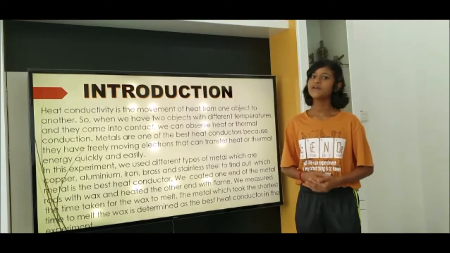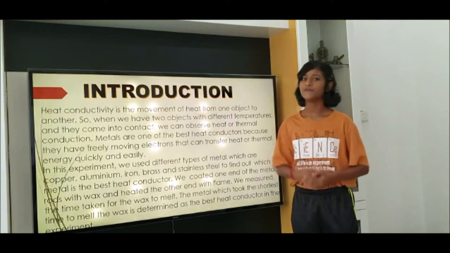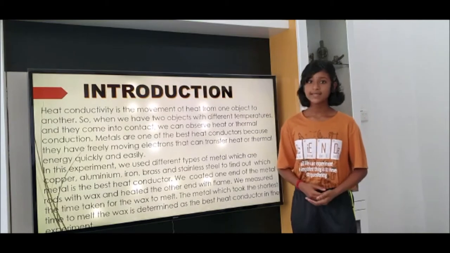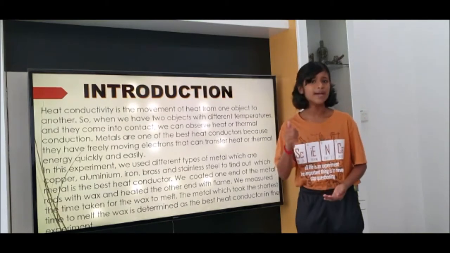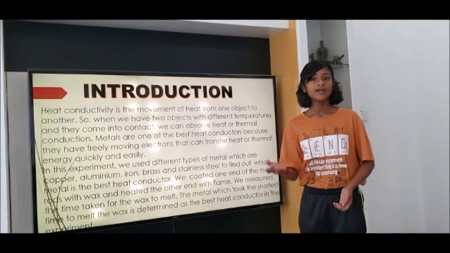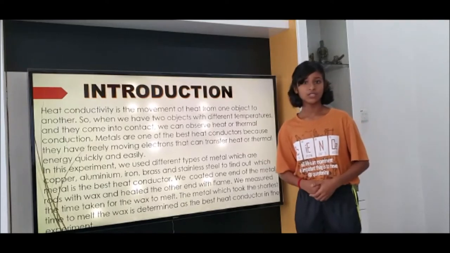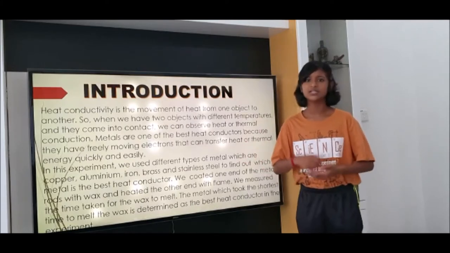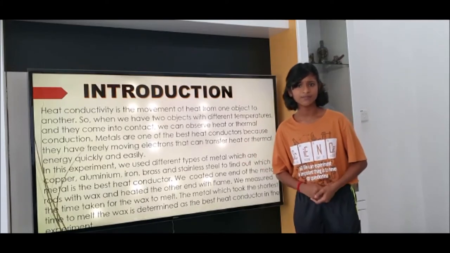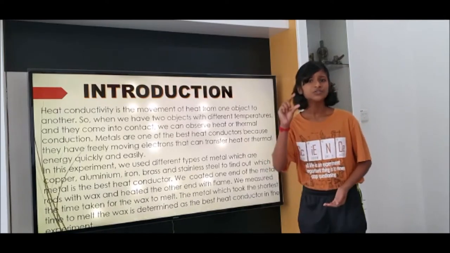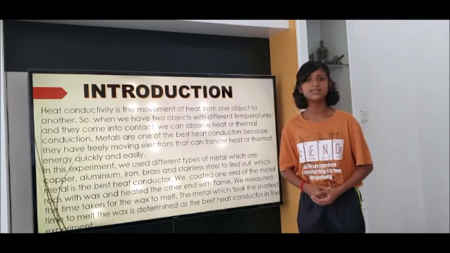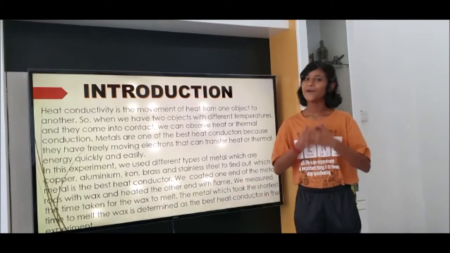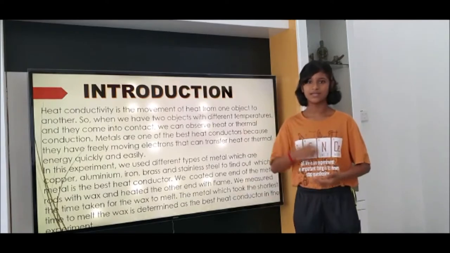In this experiment, we use different types of metals, which are copper, aluminium, brass, iron, and stainless steel, to find out which metal is the best heat conductor. We coated one end of the metal rods with wax and heated the other end with flame. We measured the time taken for the wax to melt. The metal which took the shortest time to melt the wax is determined as the best heat conductor in the experiment. Now, my friend Leonard will explain another part.